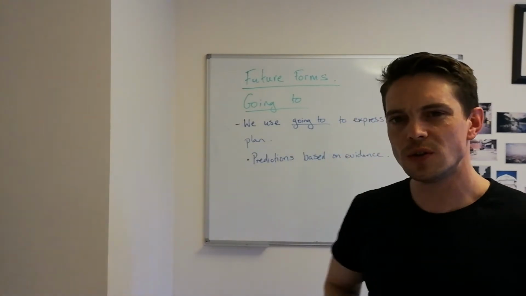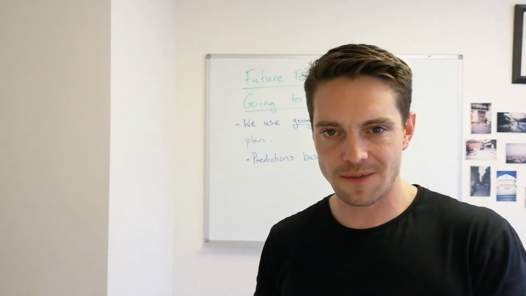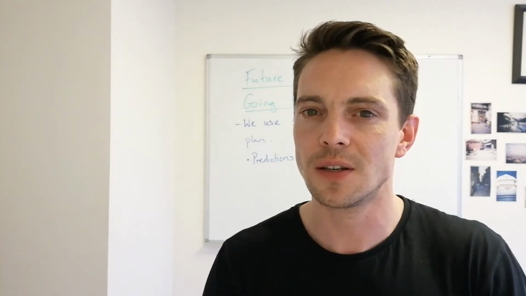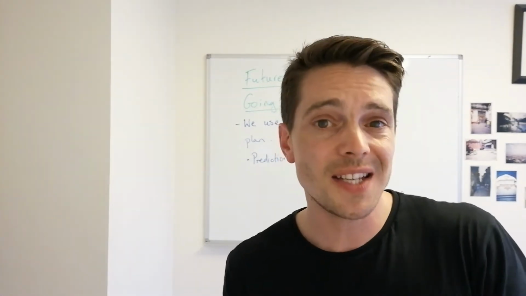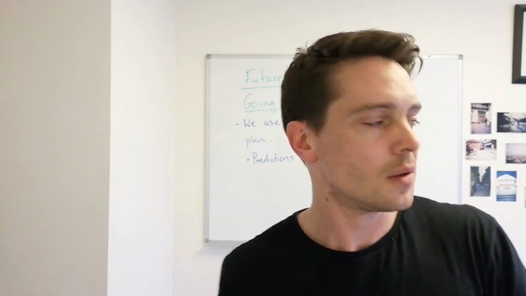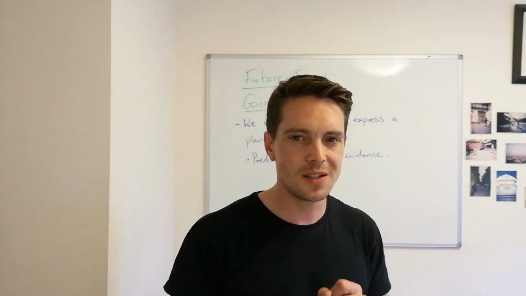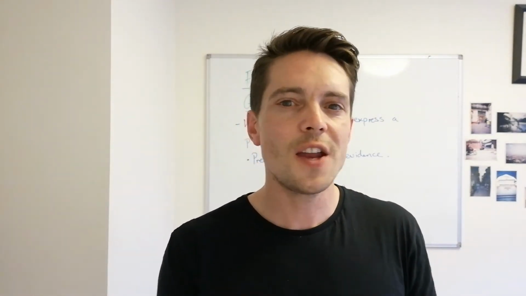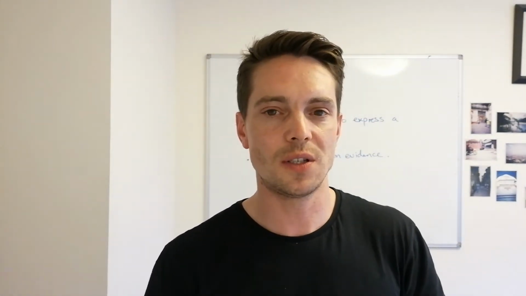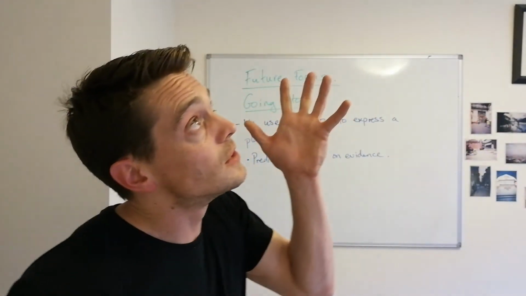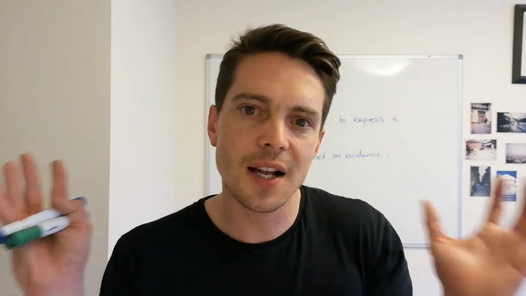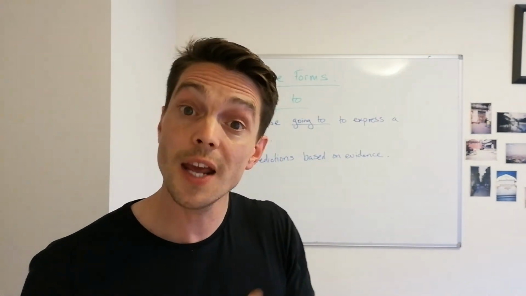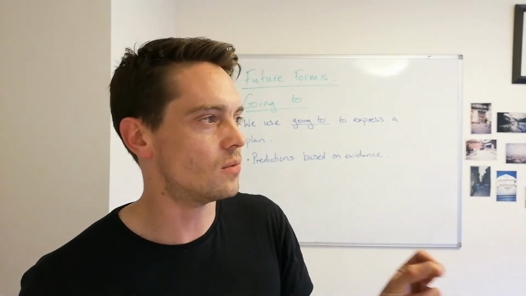So going to is also used for a prediction based on evidence. Remember, we talked about will. Will was a prediction, but without the evidence. For example, I think my team will win the cup. But going to is different. Going to talks about you see something and then you make a prediction based on what you see. For example, I can look into the sky, I see big dark clouds, and I think it is going to rain. Not it will rain, but it is going to rain.